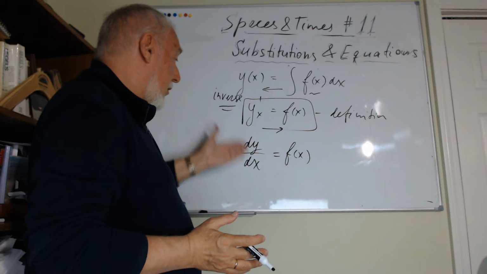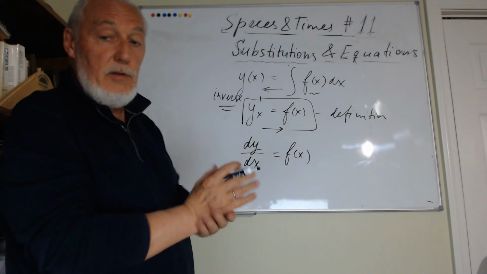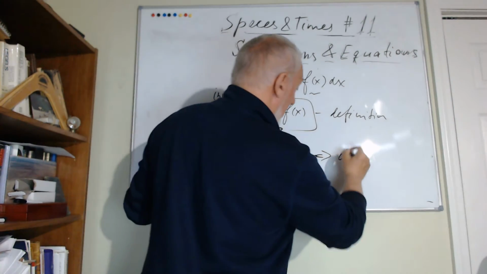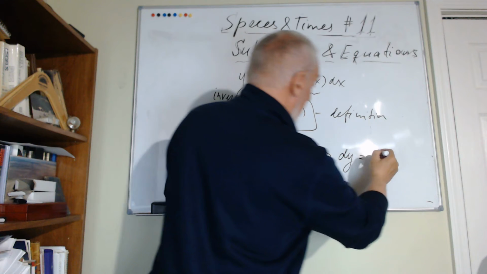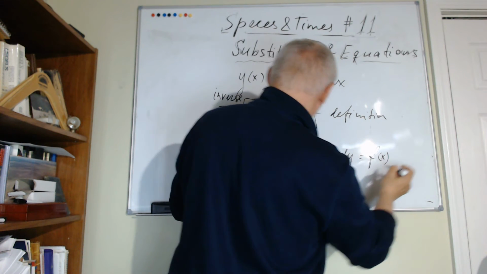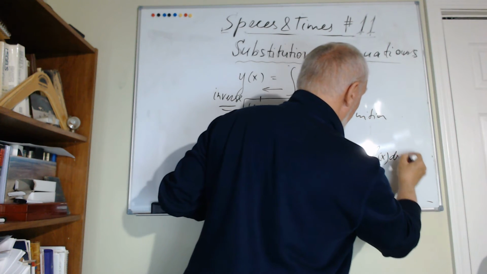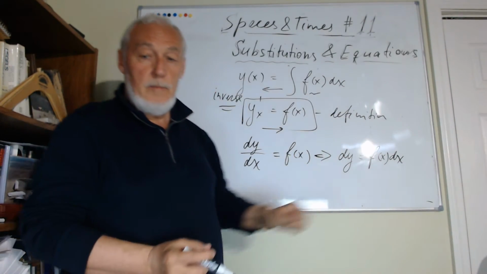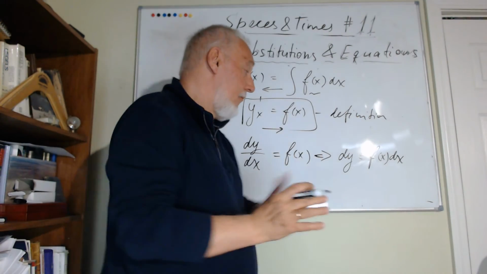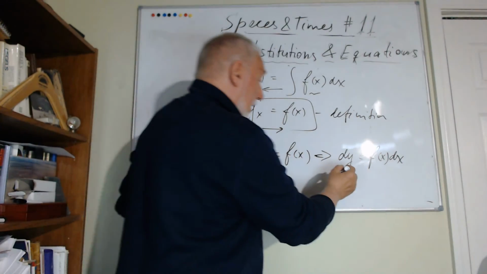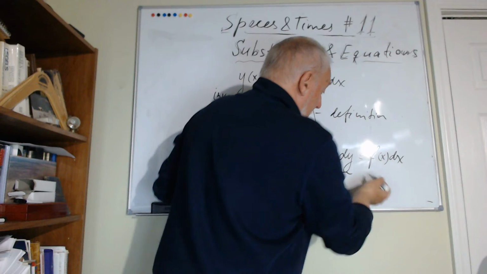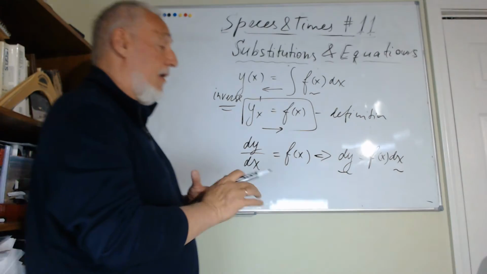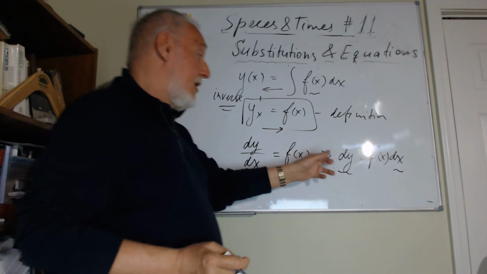Now, because we can work with these dy's and dx's like regular variables, we can write this: dy equals f of x multiplied by dx. From here, that makes sense. So the differential of y is the differential of x multiplied by function f of x, right?